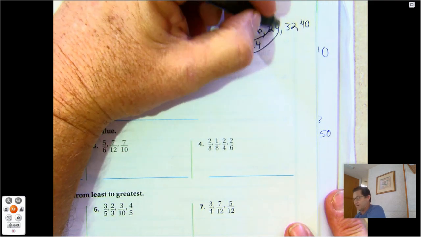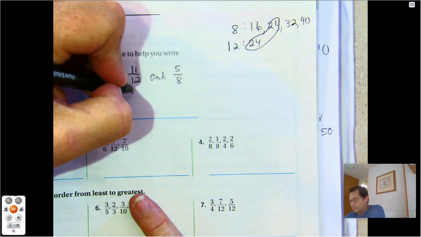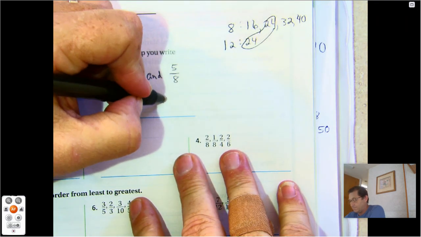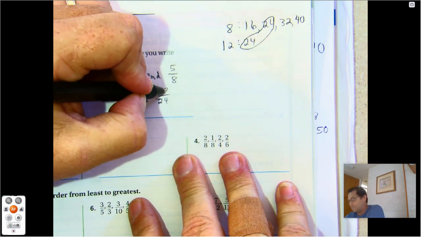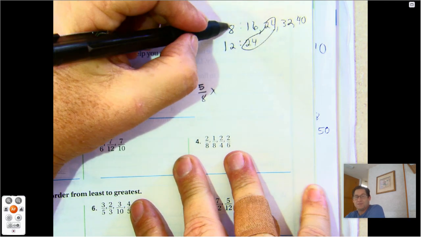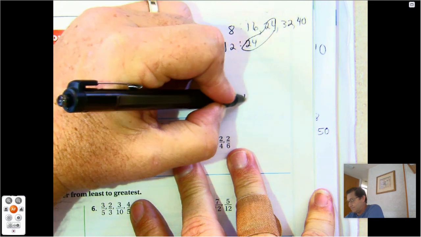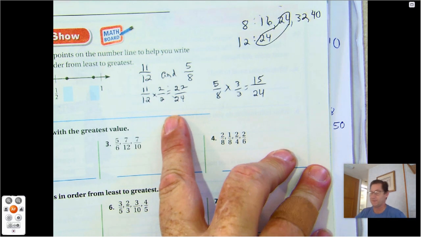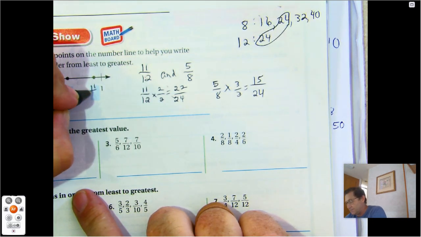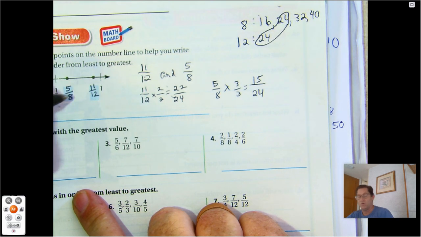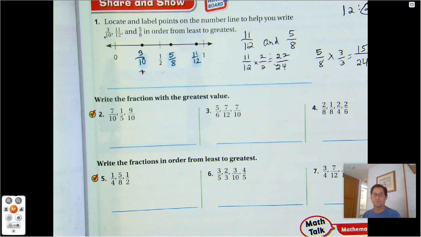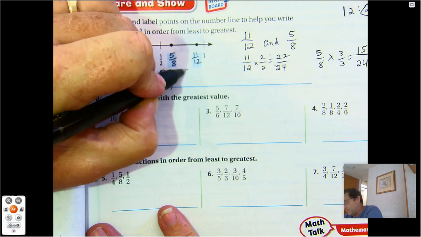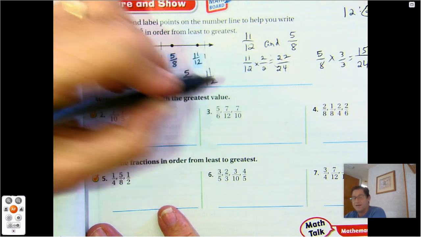Okay, so I'm going to turn both of these into 24ths to compare. 12 times 2 is 24. 2 times 11 is 22. 5/8 times 3. All right, so we're comparing 15/24 and 22/24. So this one's the largest, 11/12. So 5/8 has to go to the left of 11/12. Least to greatest, so 3/10 is our smallest, followed by 5/8, followed by 11/12.